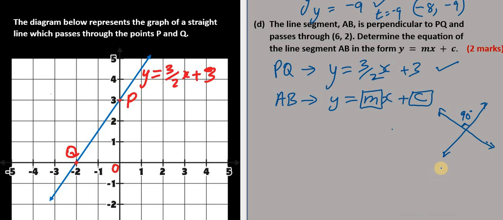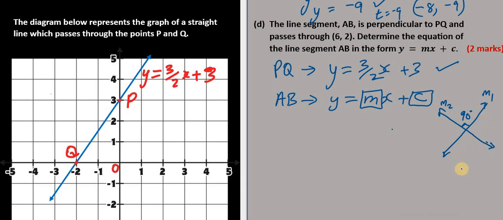So for instance, let's call the gradient of this one m1 and the gradient of this one m2. Now what is the gradient, by the way? The gradient is just the steepness of the line, how the line is sloping. We also call it the slope of the line. It's a number that measures how steep the line is.